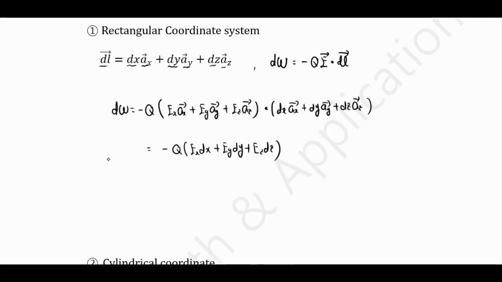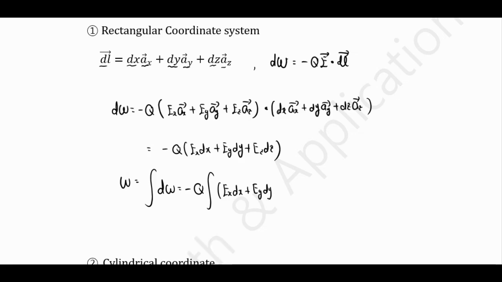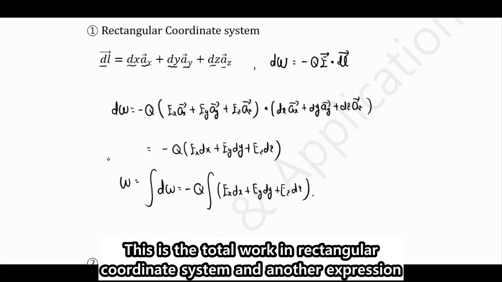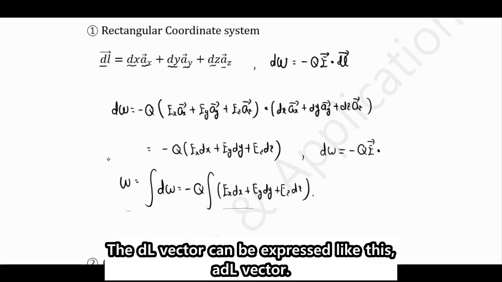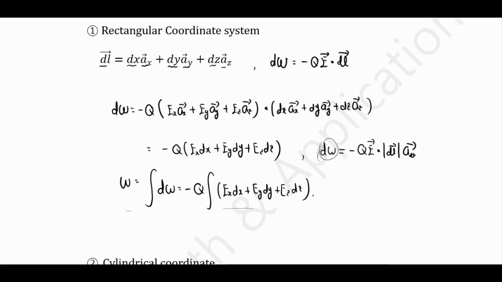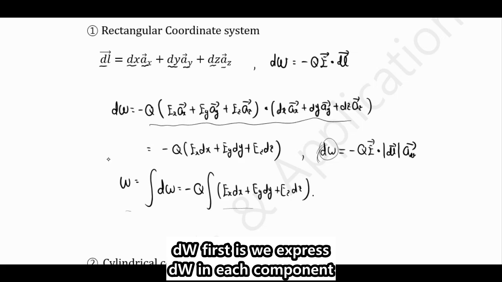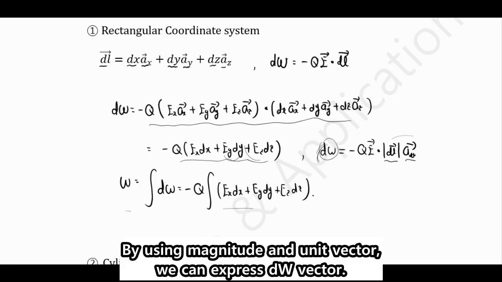So the total work is the integration of dW, and this is minus q integral Ex dx plus Ey dy plus Ez dz. This is the total work in the rectangular coordinate system. Another expression for finding the differential work is minus q E vector, where the dl vector can be expressed as magnitude times a unit vector, dl a dl vector. Then we have two methods to express dW: first, in each component, and second, in magnitude and unit vector.